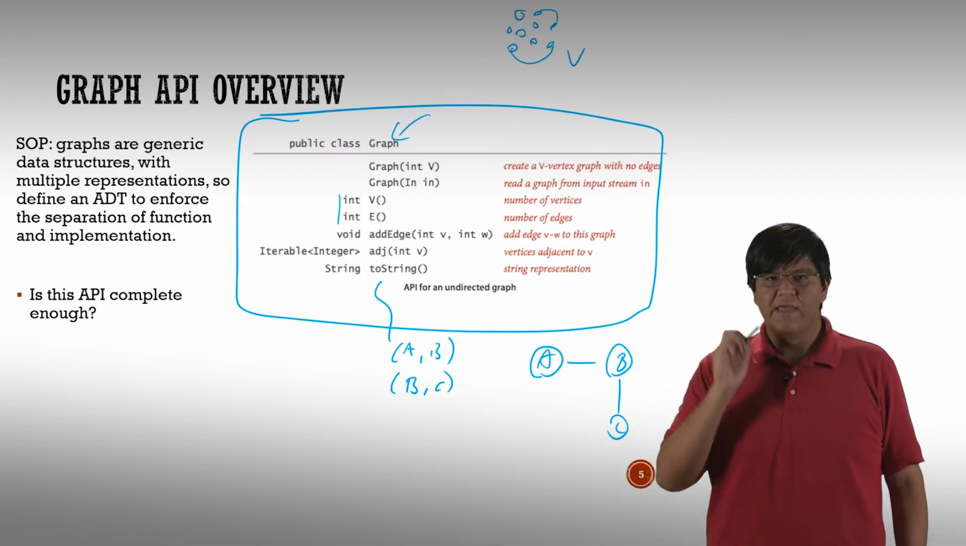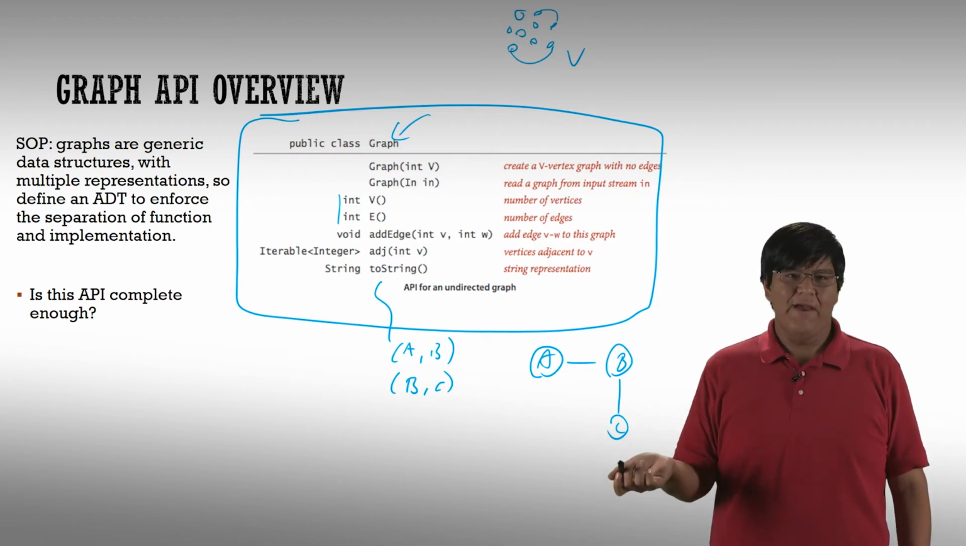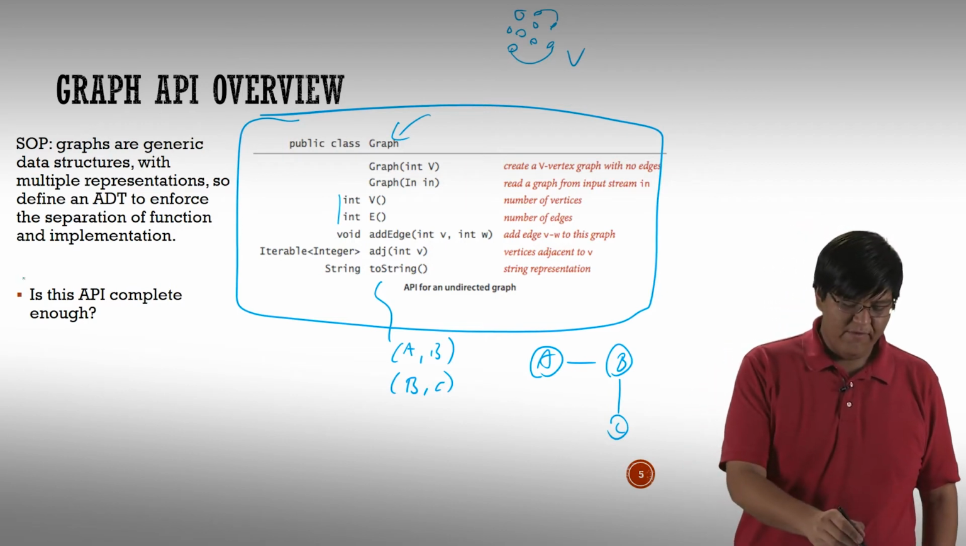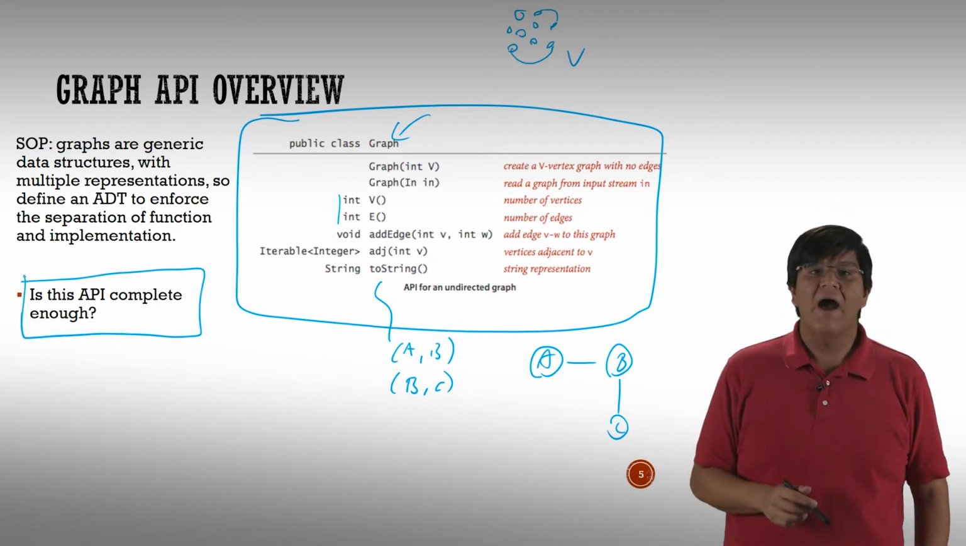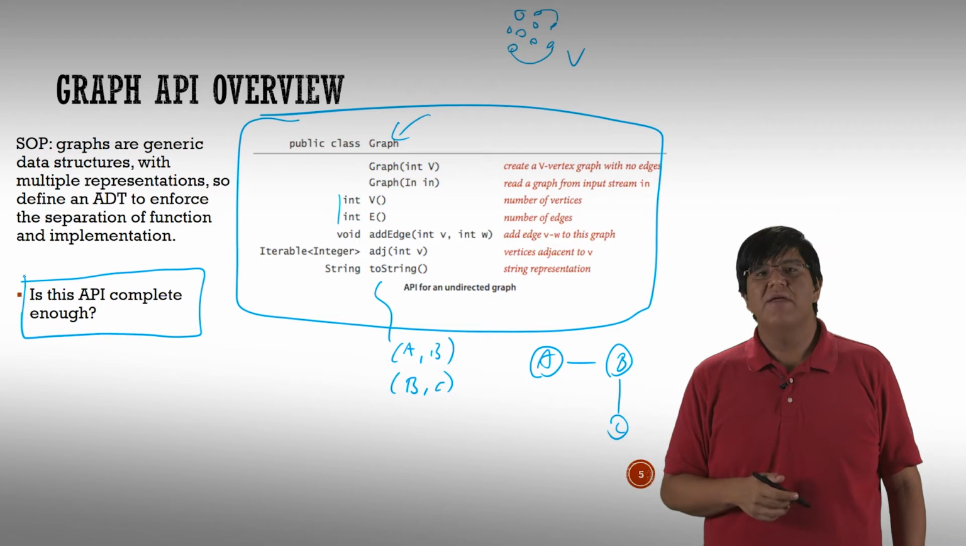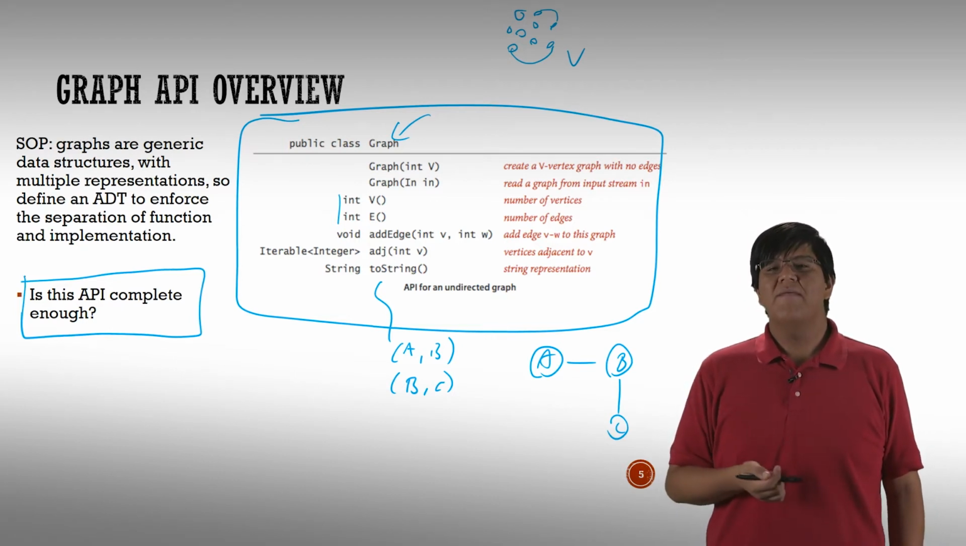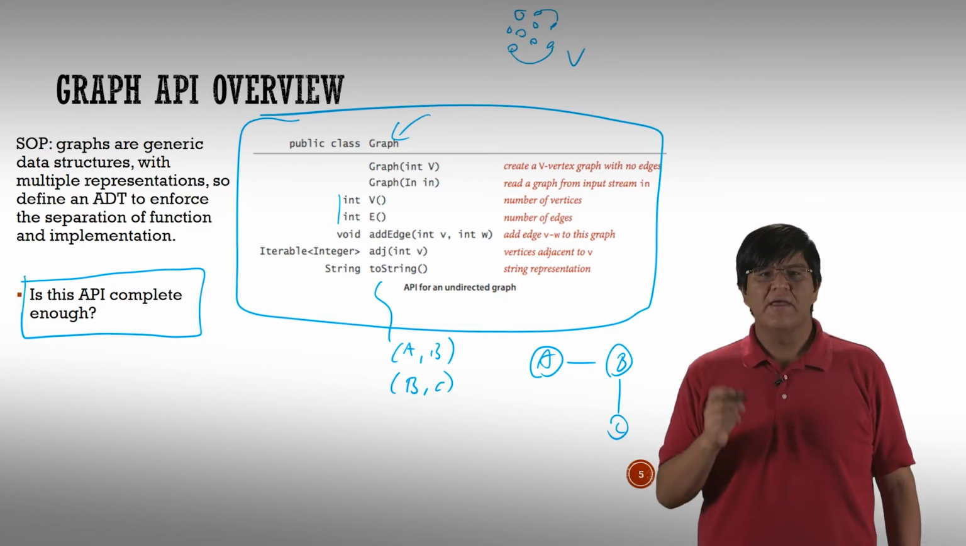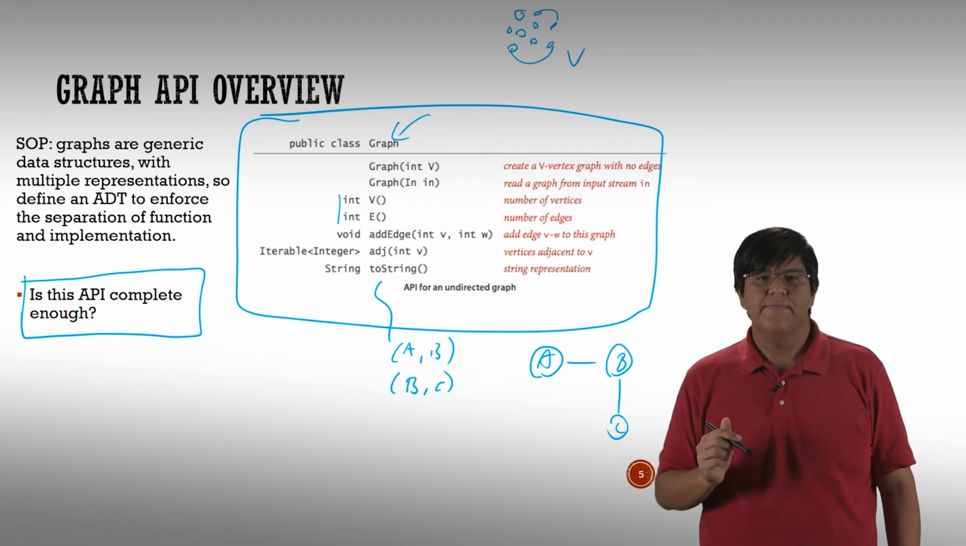All right, so this is our basic ADT, or our basic API. The question here for you to think about for a minute is, is this API enough? Is this enough for me to actually get real work done, or am I missing any key features? So take a second, think about it, and then we'll go over it.